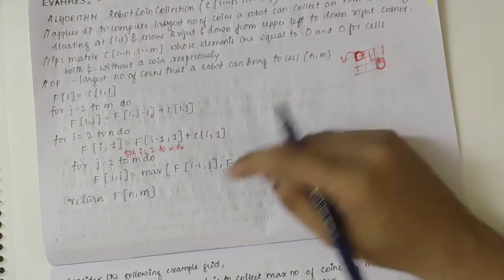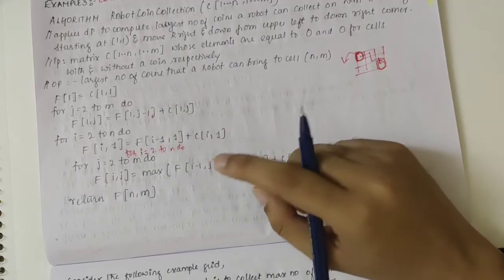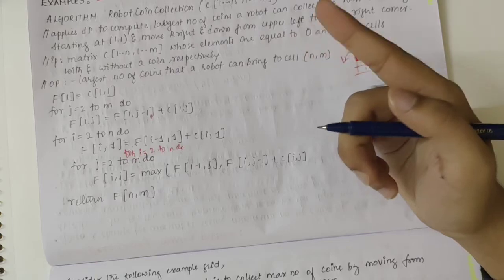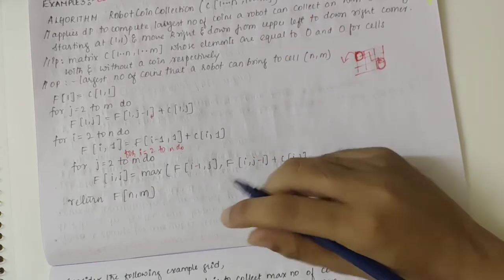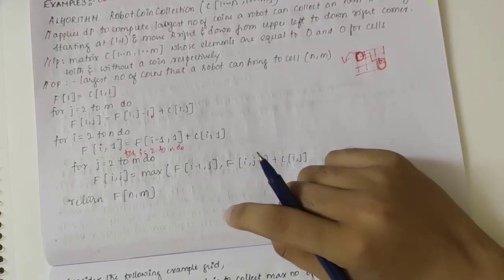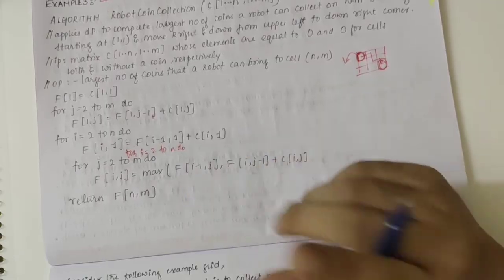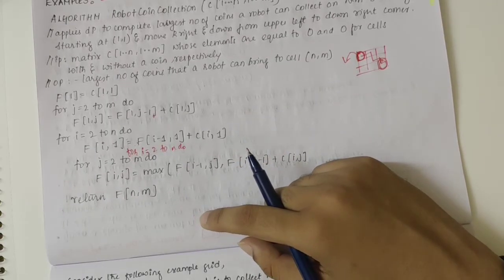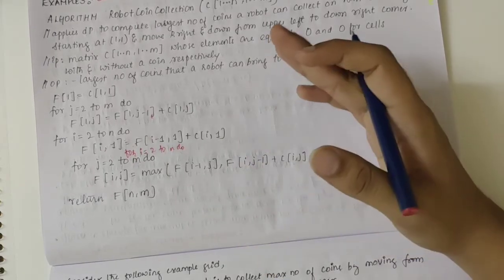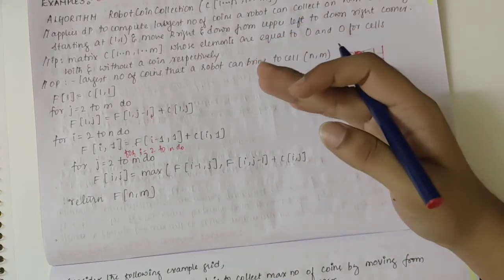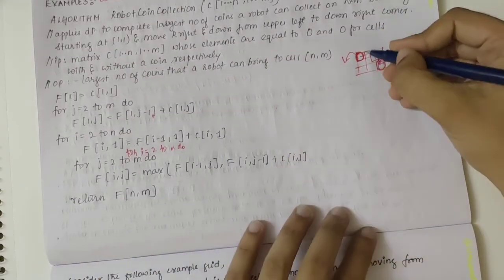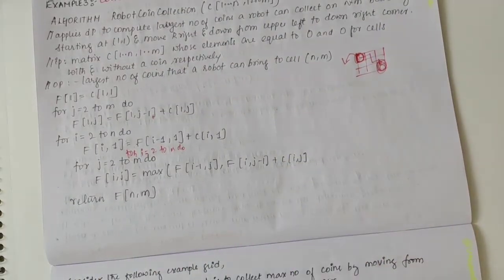Here we are iterating through all the rows, then all the columns, starting from the second row and second column, and calculating the maximum number of coins that can be collected by taking the maximum value from the neighboring cells. Finally we are returning f of n comma m, that is, the value at the bottom right corner of the grid, which represents the maximum number of coins the robot can collect moving from this part to this part. So this was about the algorithm.